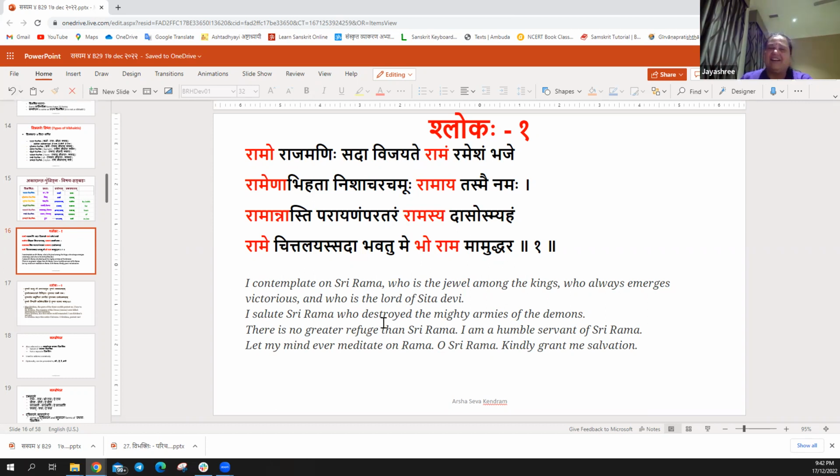Ramaya Tasmai Namaha. I salute to you, Rama. Ramat nasti parayanam parataram Ramasya dasosyaham. That is, there is no greater refuge than Sri Rama. I am a humble servant of Sri Rama. Rame me chittalaya sada bhavatu me, bho Rama mamuddhara. Let my mind ever meditate on Rama. O Sri Rama, kindly grant me salvation. Right? So that's the stotra we have, and it's easier to learn the vibhaktis in here.